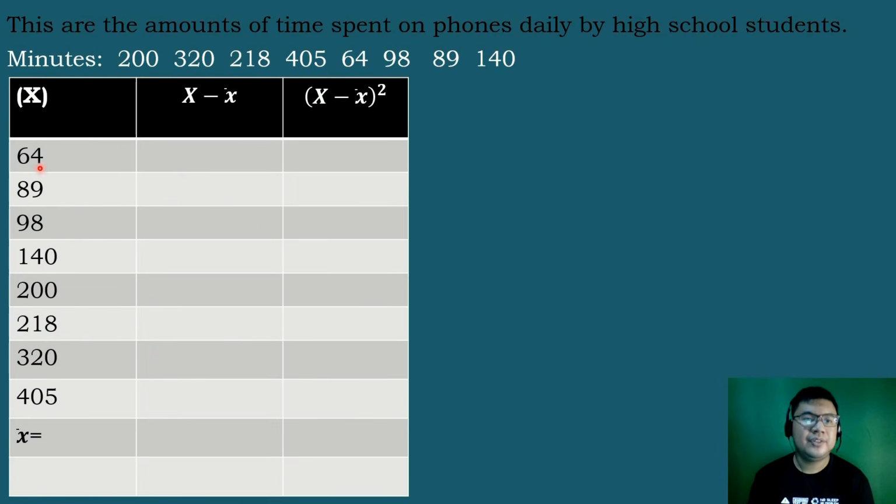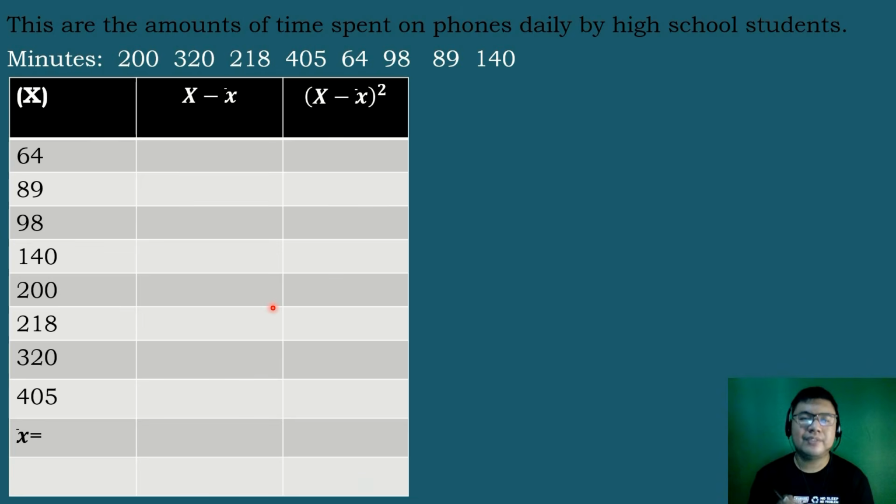So for the first column, this one is for the each value. The values will be arranged in ascending or descending order. So we have 64, 89, 98, 140, 200, 218, 320, 405. And then this column contains the quantity x minus x bar, or each value minus the mean. And this column contains the quantity each value minus the mean raised to the second power.